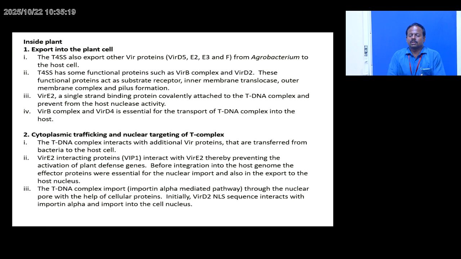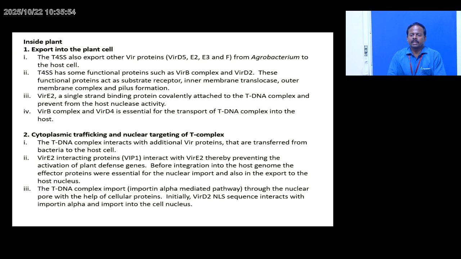So up to this point is what happens in the Agrobacterium, and the next steps are in the plant. After it enters the plant, we will look into another three steps. The first step is export into the plant cell. The type 4 system allows the Vir proteins, that is VirD5, VirE2, VirE3 and VirF, to pass from Agrobacterium to the host cell. The type 4 secretion system has functional proteins such as the VirB complex and VirD4.